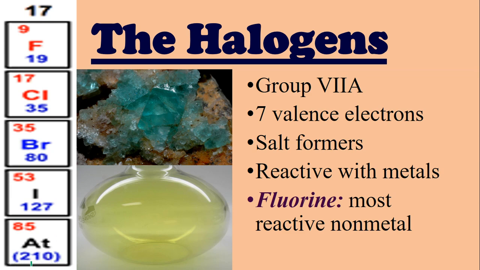The next family is called the halogen family. The halogen family is group 7A, and they have 7 valence electrons. We call them the salt formers because they like to combine with the first group, the alkali metals, and form salts like NaCl, sodium and chlorine, sodium chloride. They're very reactive with metals, and fluorine is the most reactive nonmetal. In the pictures here, you have fluorite, which contains fluorine in a crystal form. And in this glass jar here, this is actually chlorine, and chlorine gas can actually kill you.